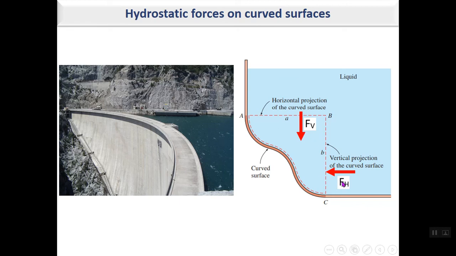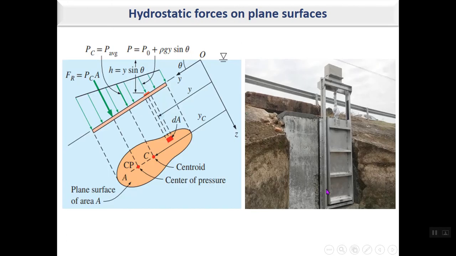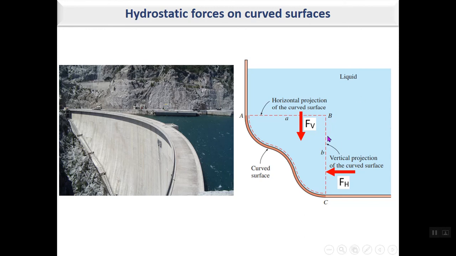The horizontal force can be calculated as the force on the vertical projection of the curved surface, as you can see here. BC is the vertical projection of this surface, and FH is the force acting on the vertical projection. Calculating the force on the vertical projection is simple and can be done like the one shown in the previous slide, and the center of pressure is also known. But what about the vertical force?